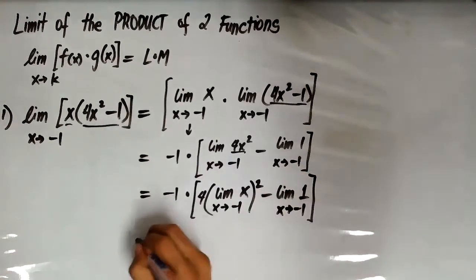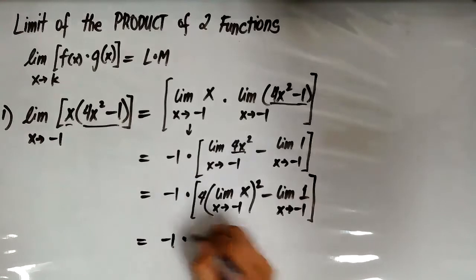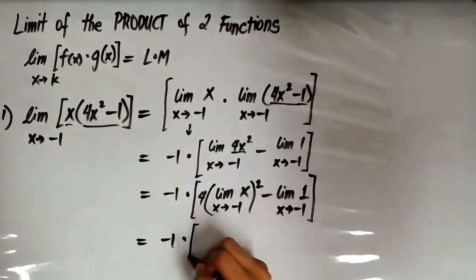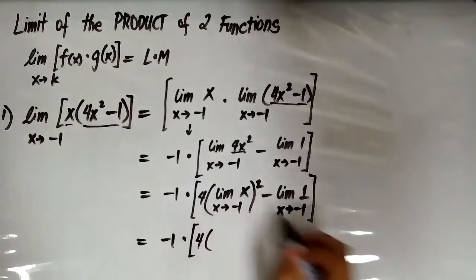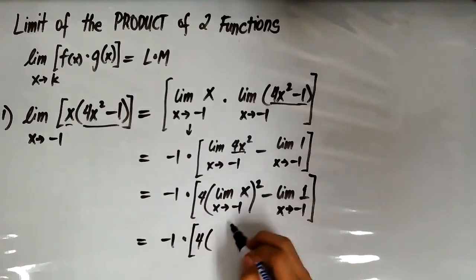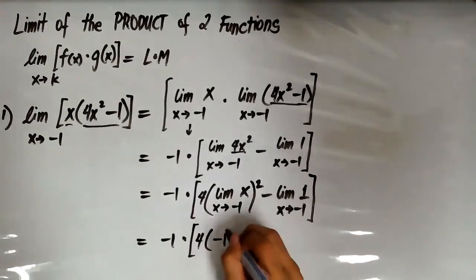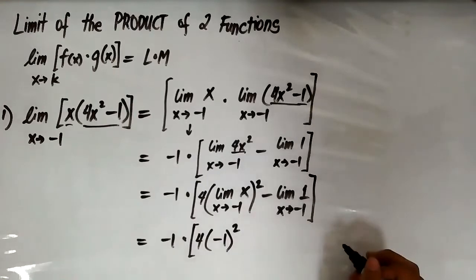Right? So in here, let's start simplifying this function g. So you have here 4 times the limit of your x by using the identity function here. This will become negative 1 and use your exponent.